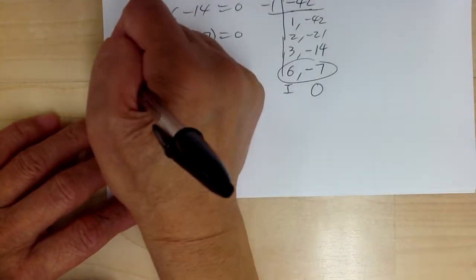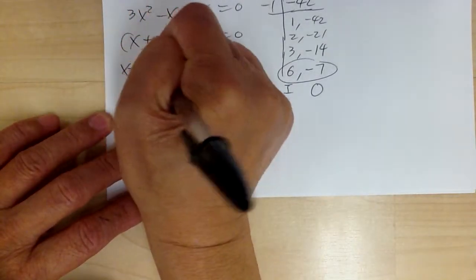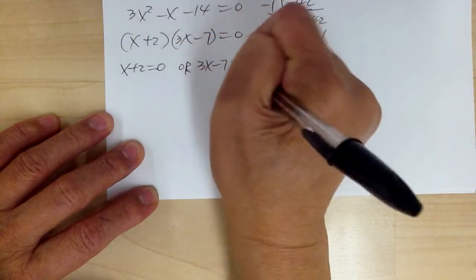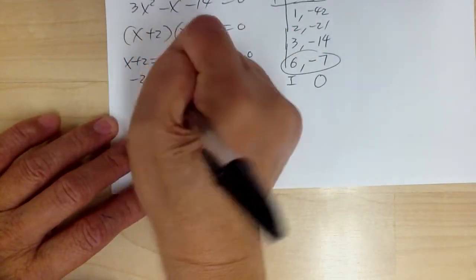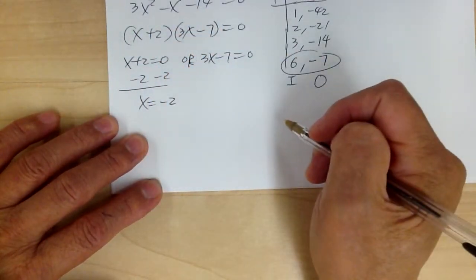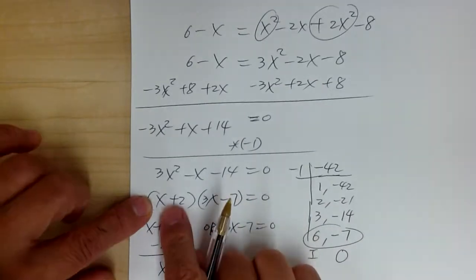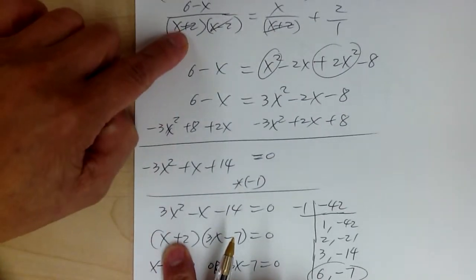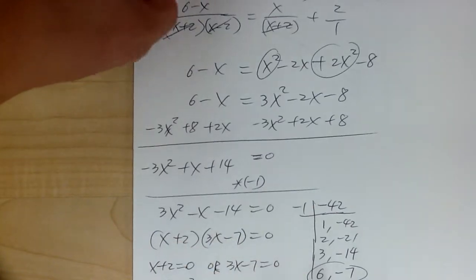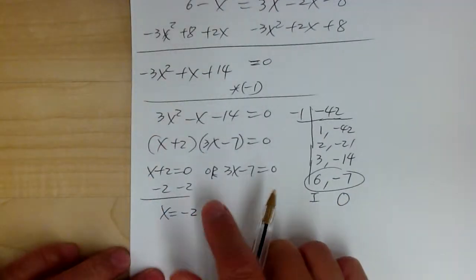Okay, so set each one equal to 0, so x plus 2 equal to 0, or 3x minus 7 equal to 0. So from here, you minus 2. So you got x equal to negative 2. Okay, but this one is no good because if you notice, this matches this one over here. So if any of the factoring matches that, it's going to be no good. Okay, so when you check your answer, this one is going to be no good.